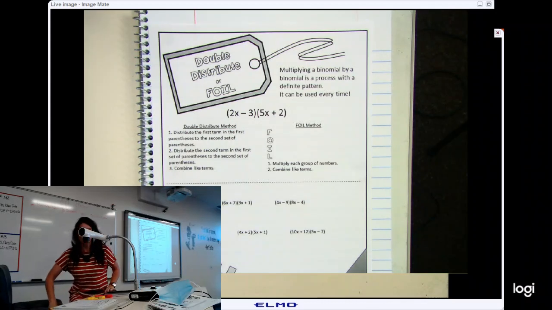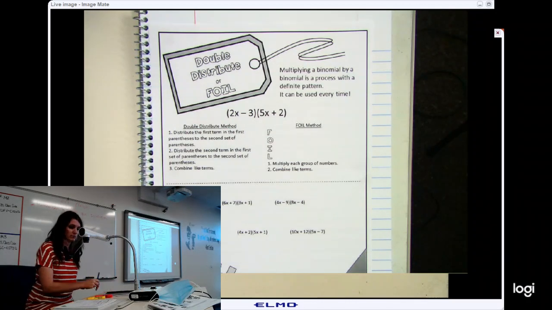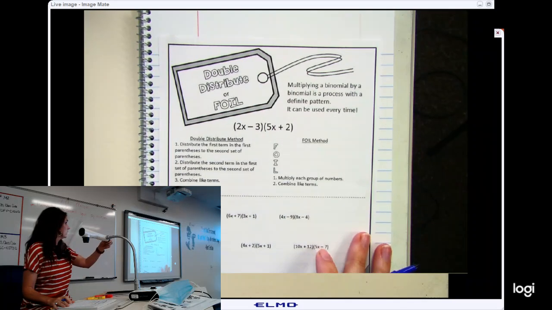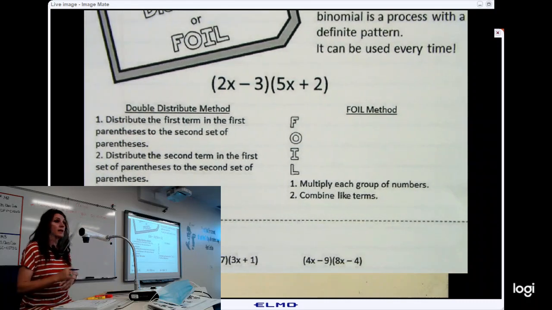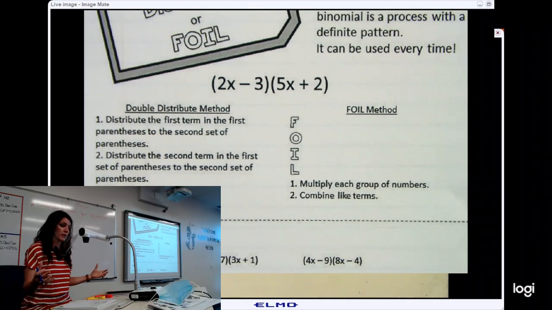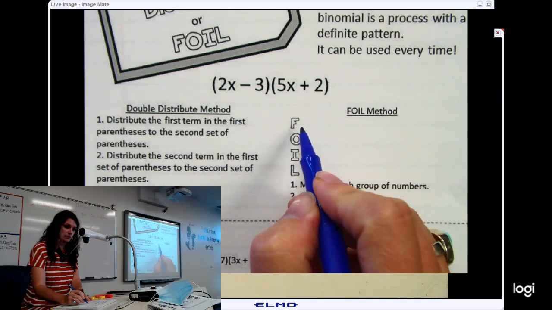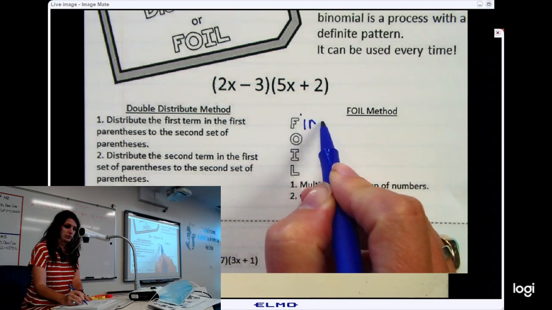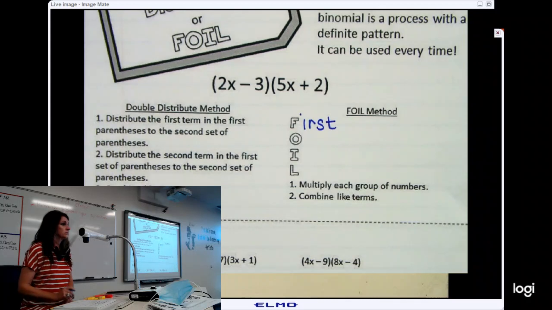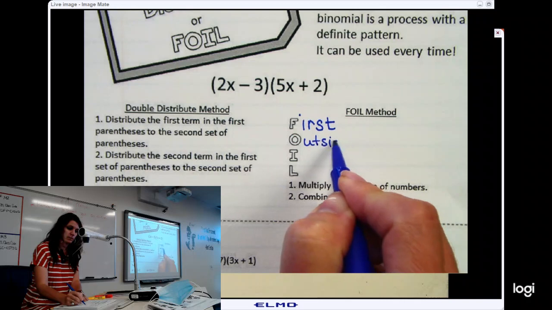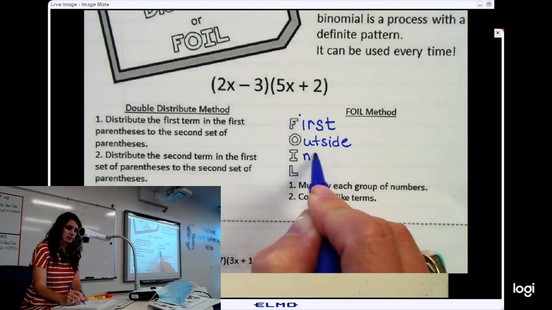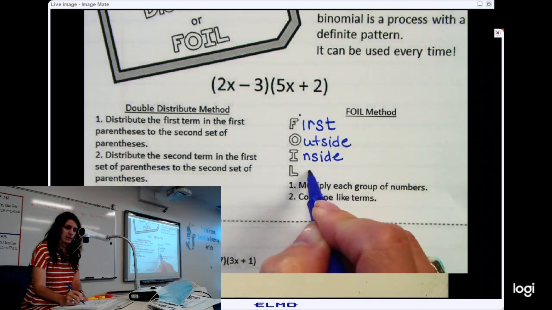Now there are a couple of different ways I like to think about it. FOIL is kind of like a universally known acronym. And FOIL stands for first, outside, inside, last.